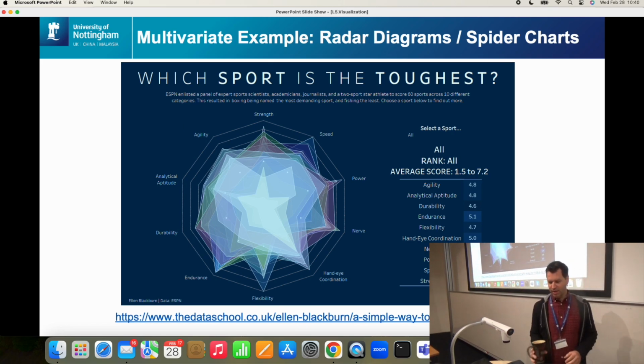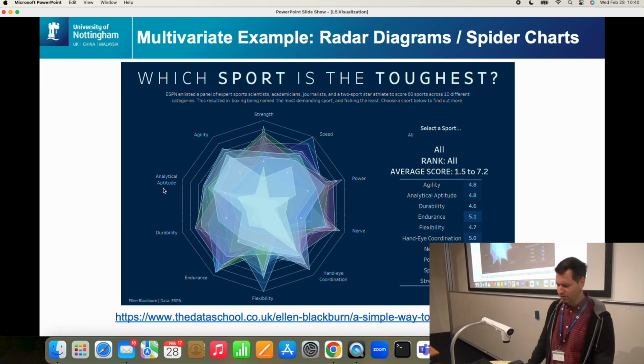This is a radar chart that tries to make a comparison of the different sports, like which sport is the toughest. And how does it do that? It looks at all these different aspects of a sport, all the different dimensions, like the strength required, the speed required, the power required, the so-called nerve, hand-eye coordination, flexibility, endurance, durability, analytical aptitude, agility. So it tries to measure these different dimensions or variates of a sport and then plot them on a radar chart. This radar chart is tough to read, because of all the overlap.